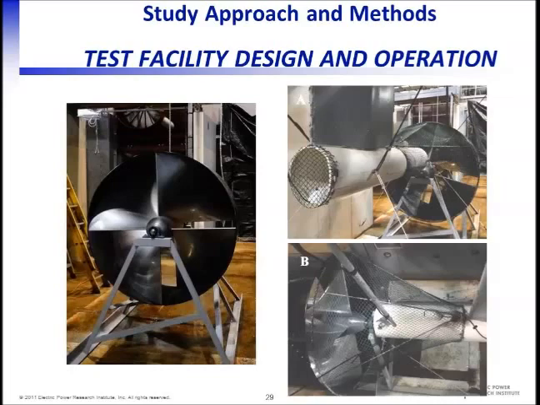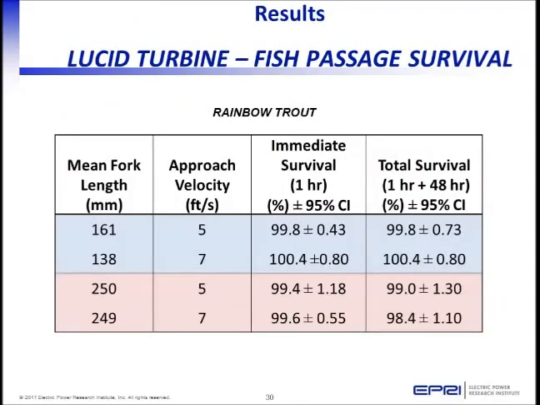And you can see here the way in which the fish were injected immediately in front of the turbine to attempt to force the fish through the turbine and prevent them from avoiding the turbine. Next slide. Here are the results of the passage survival for the lucid turbine. And what we can see here is that for rainbow trout, the survival was essentially 100%. And the larger than 100% survival there is a result of the survival of the test fish being slightly greater than the survival of the control fish.